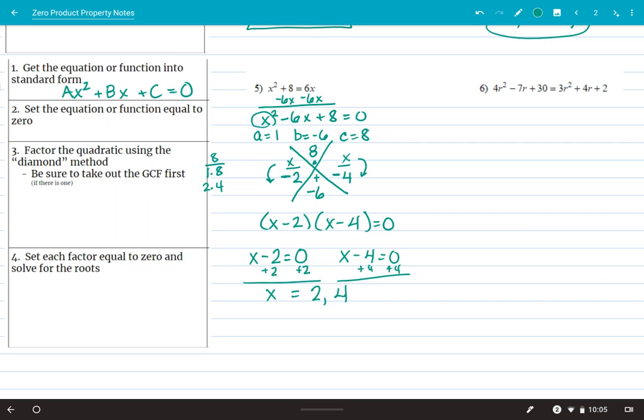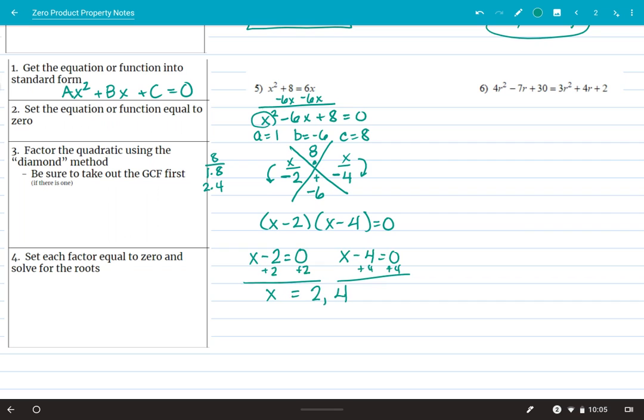Now, number 6. This one looks nasty, I'll tell you that. It looks like 2 equations. We're trying to do a substitution. It looks like a big mess. But we know how to do this. It's very, very easy. All we do is move everything to one side.